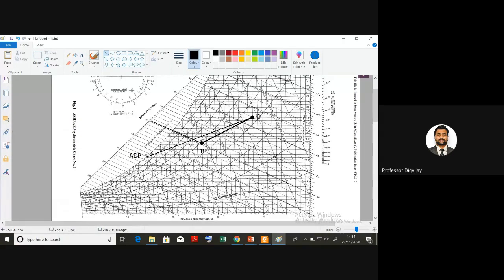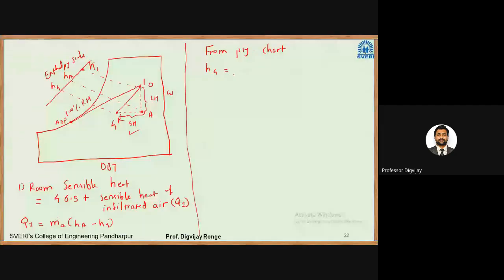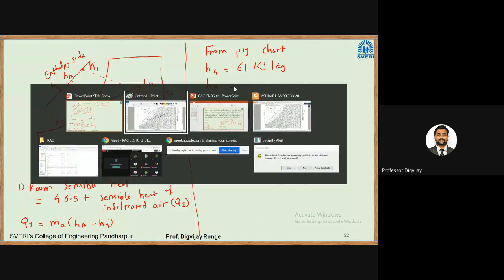Okay, so here I can see this line meets the enthalpy scale here. You can see the value is 60, then there will be 61, then there will be 62. So my enthalpy at point R will be 61. So H4 will be 61 kilojoule per kg, not Kelvin, only kilojoule per kg. Then let us find out the value of HA.